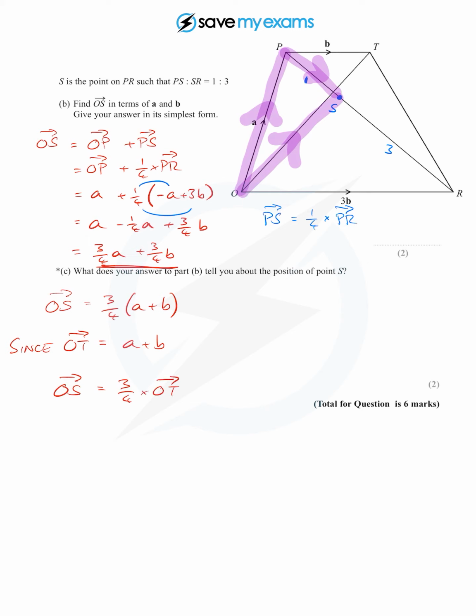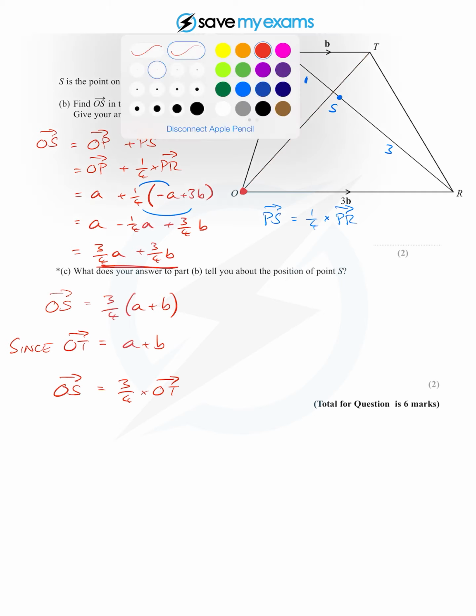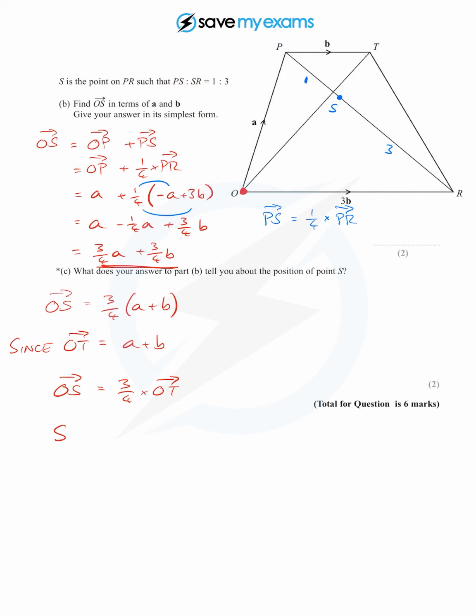And so we've got, I just get rid of these marks, we've got two vectors, both of which have an O looking on the diagram, and OS is a multiple of OT, which actually means, unlike my diagram, those two vectors are parallel. And since they're parallel and they share a common point, that means that S lies on OT. And that tells us about the position of point S. Jolly clever.